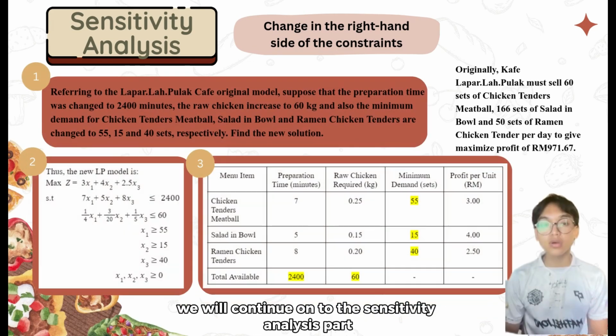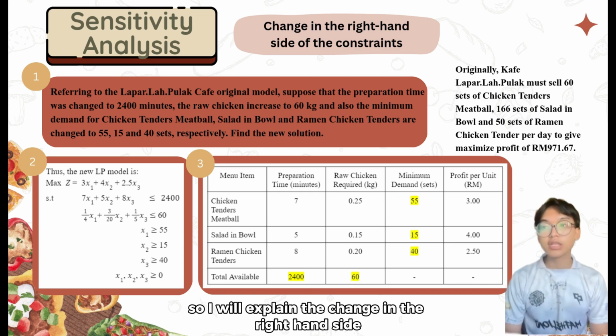So next, we will continue on to the sensitivity analysis part. I will explain the change in the right hand side.